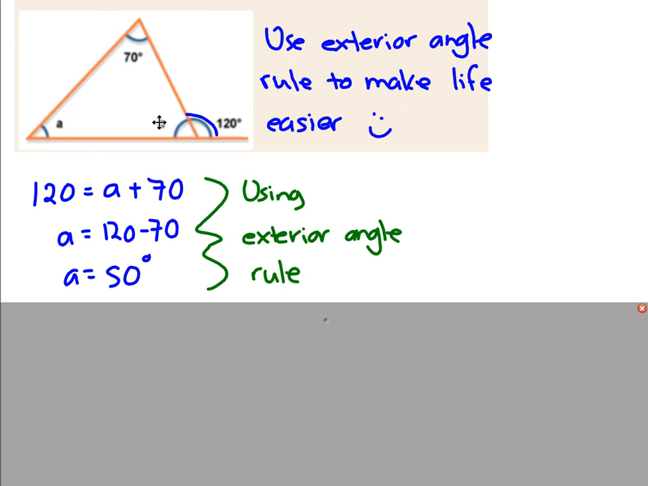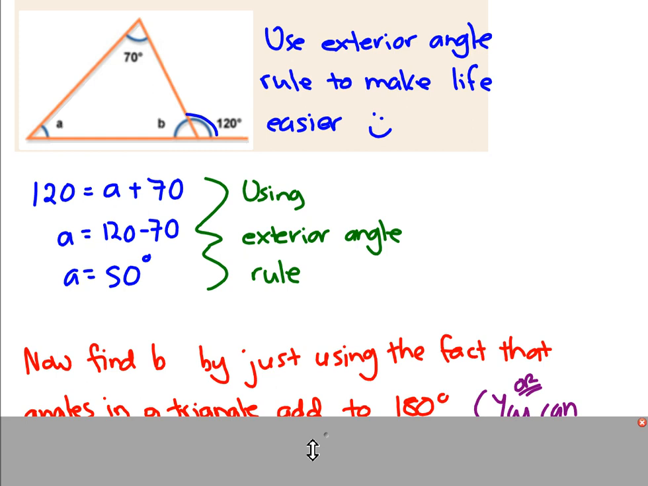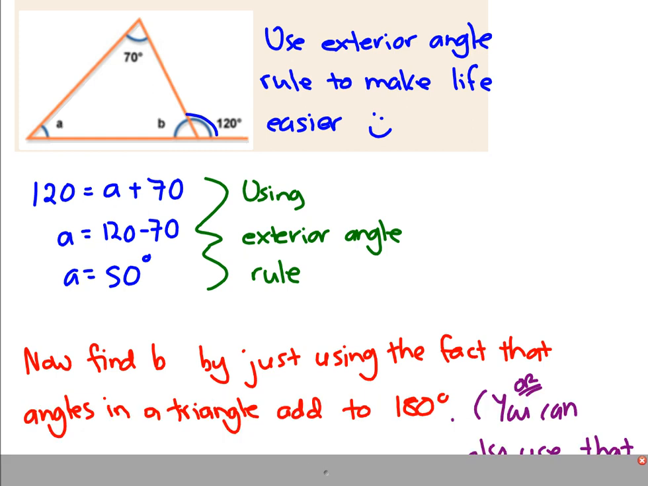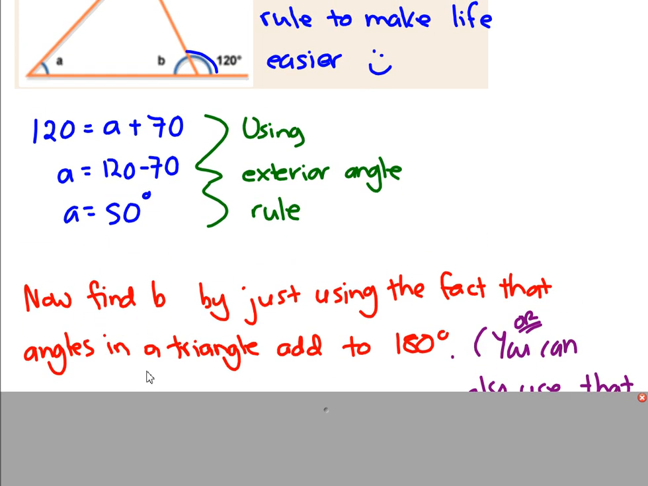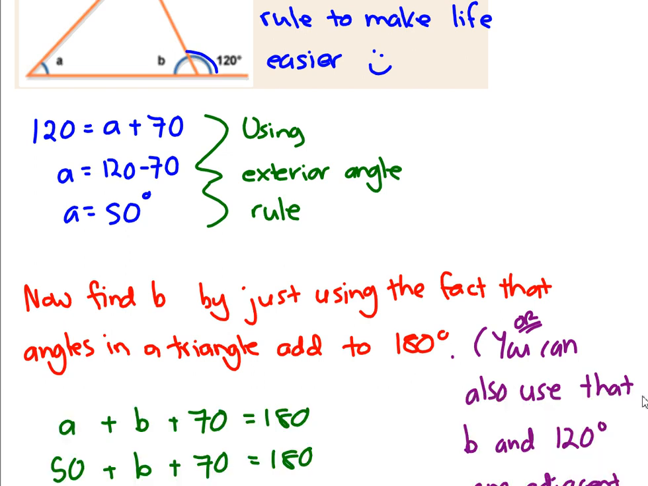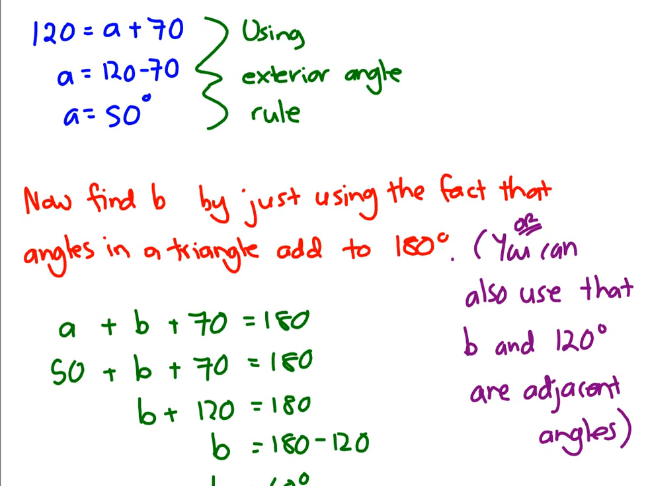We might also want to work out what B is. You can work out B in two different ways. You could use the fact that that's 70, that's 50, and angles in a triangle add to 180. Or you could use the fact that angles in a straight line add to 180, and you know this one's 120. So two different ways you can do it. You can find B using the fact that angles in a triangle add up to 180 degrees. You can also use the fact that B and 120 are adjacent angles, and they add up to 180 degrees as well. So there's a purple reason and there's also the red reason.